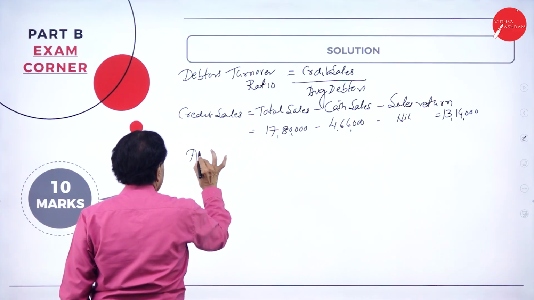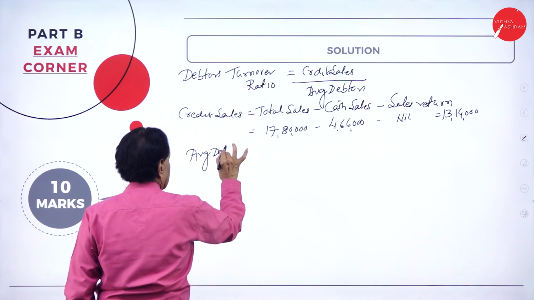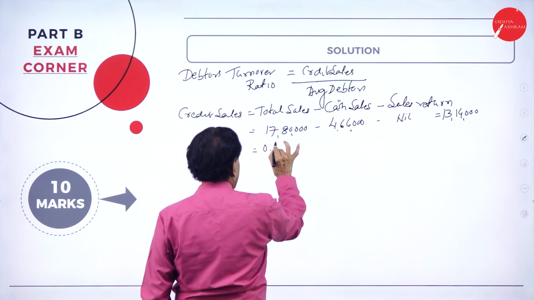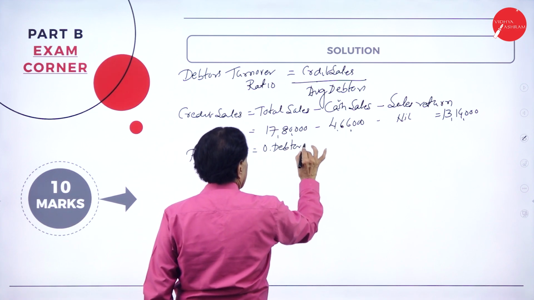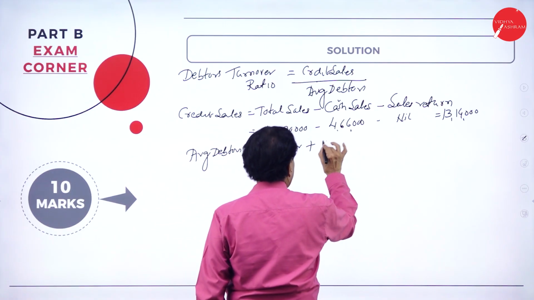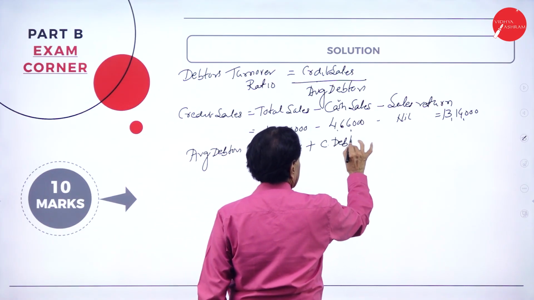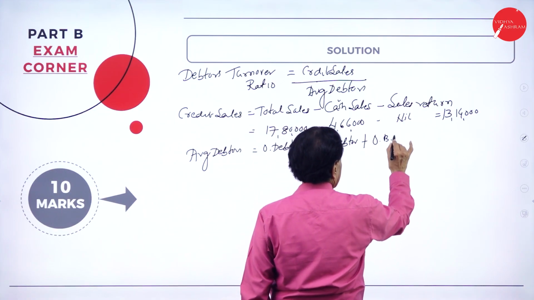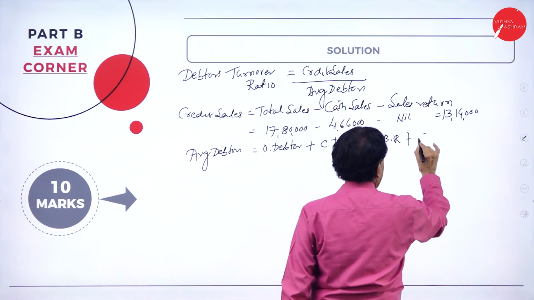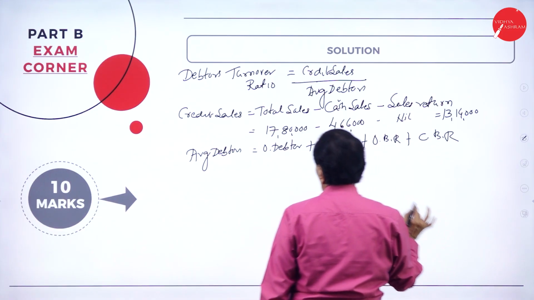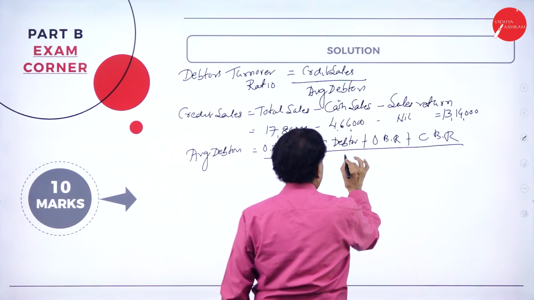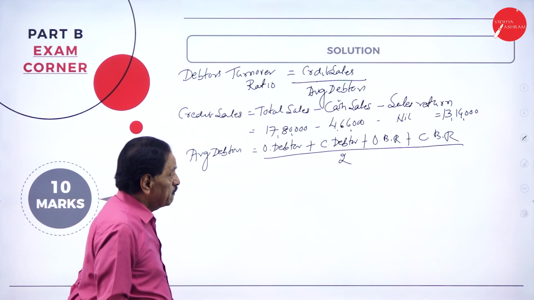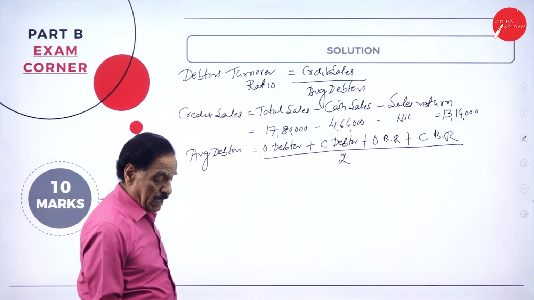Average debtors is equal to opening debtor plus closing debtor plus opening BR plus closing BR, whole divided by 2. What is the formula? Opening debtor plus closing debtor plus opening BR plus closing BR divided by 2.